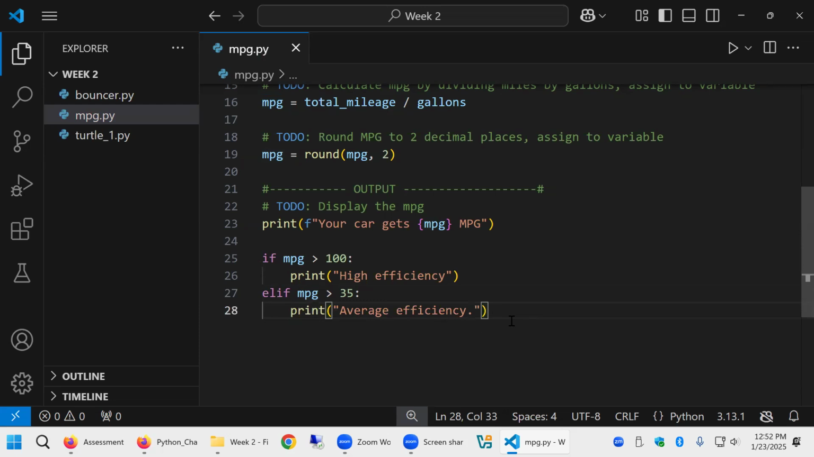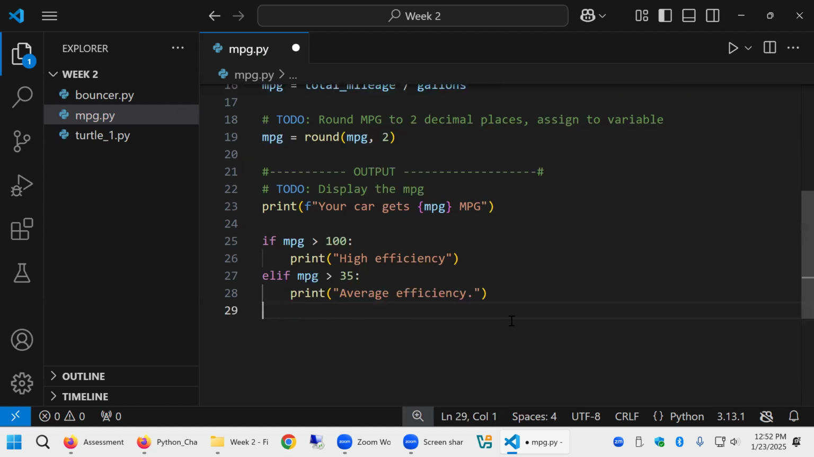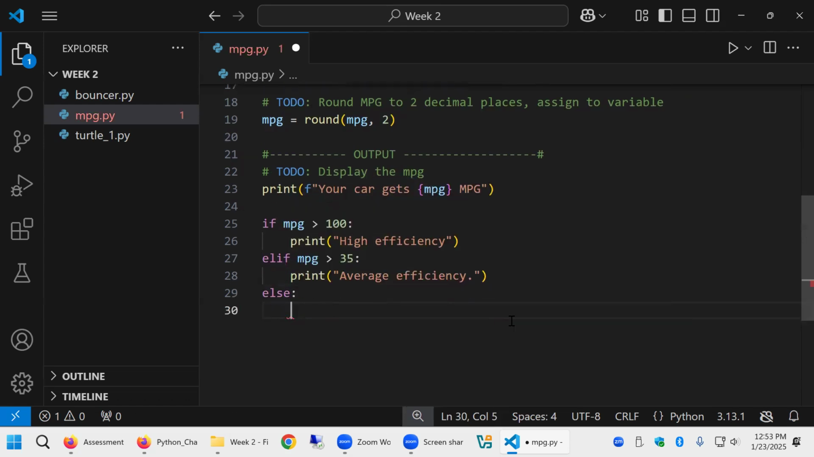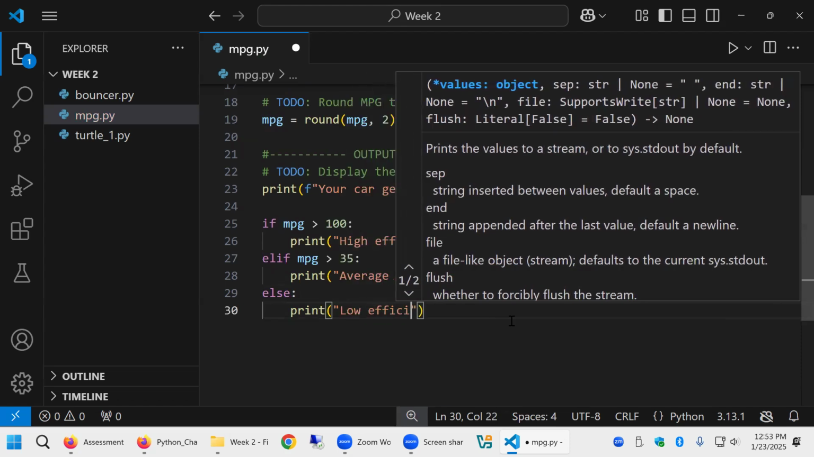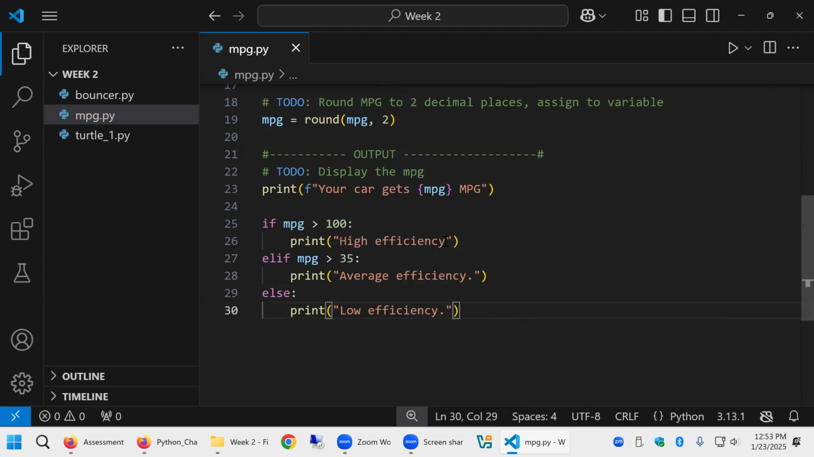So else, low efficiency. Or yeah, we could do else if and test explicitly, meaning we could test for less than 35, but we don't need to because we've already eliminated everything else. Then anything else, you would just print. Everything else has to be 34 and below. There's no other choices. Because that's how computers think. And actually, that's how most numbering works. Oh, I forgot my period there.